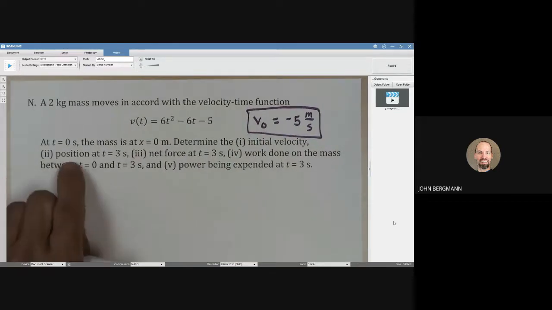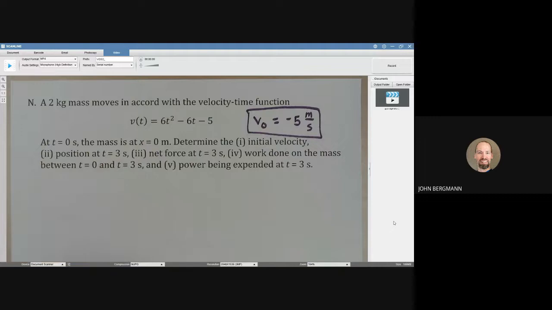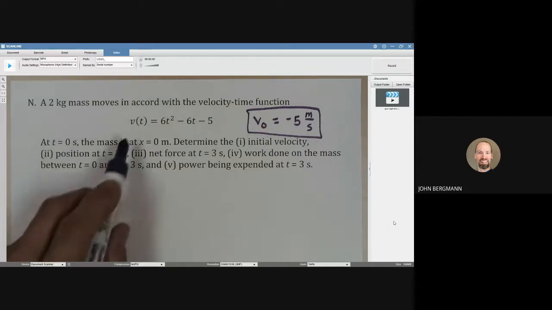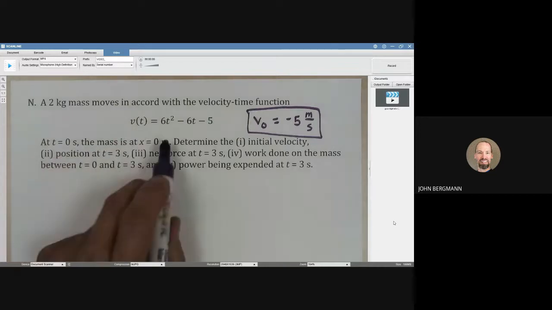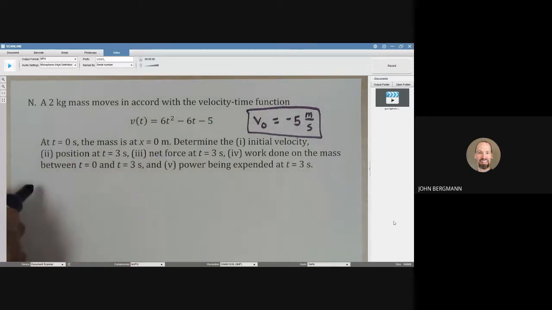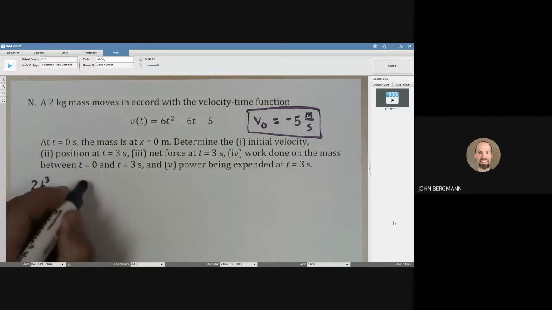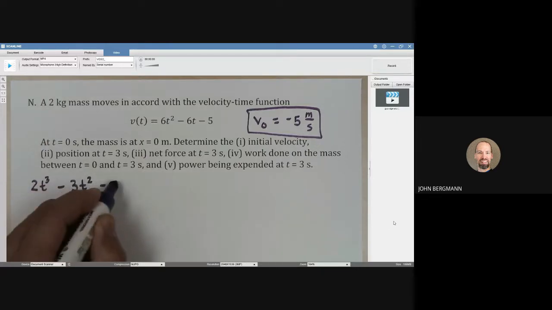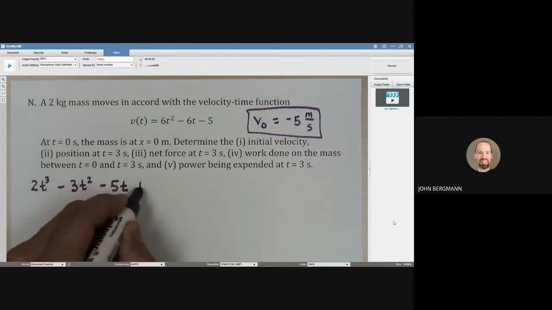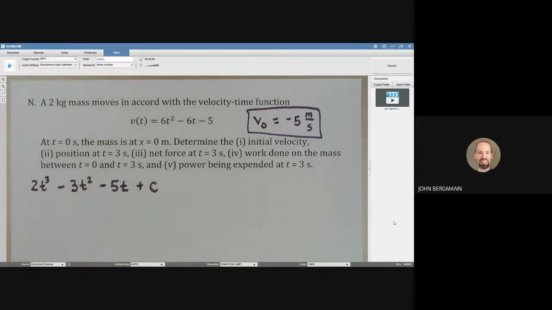All right. How about the position at t equals 3 seconds? If we want the position, isn't it true that we just want to integrate v of t? Let's do that. If we integrate that expression, we're going to power up. Whenever we have a polynomial and we integrate, we power up. So that's going to be t to the third divided by 3, so that's going to be 2t to the third. We're going to raise that t to the second power, dividing by 2, and that'll give us a 3 there, minus 5t. And then we need to put a constant on there.